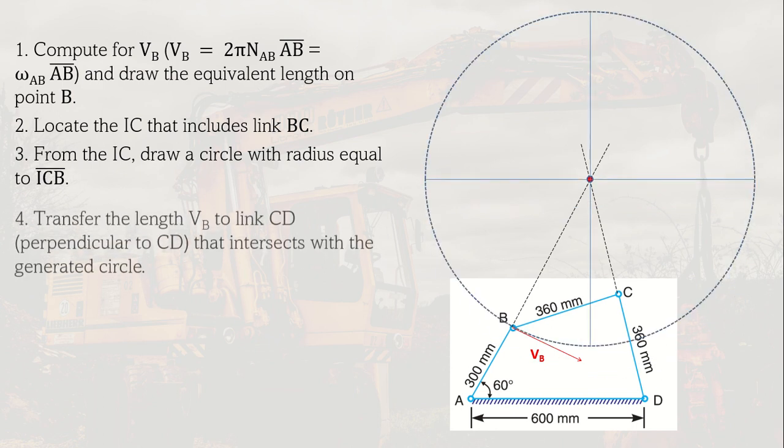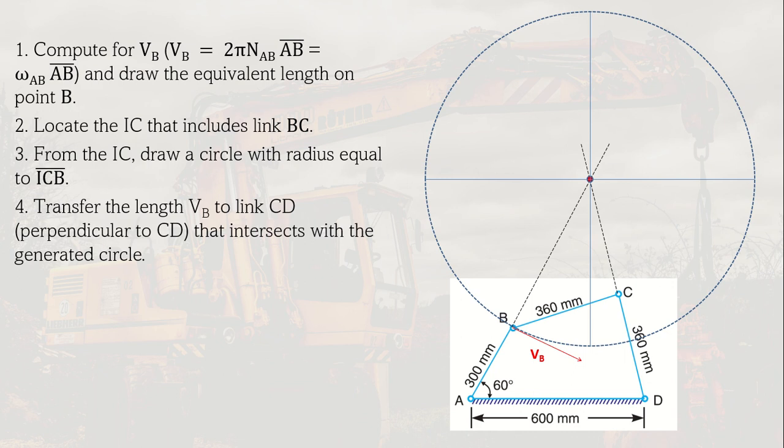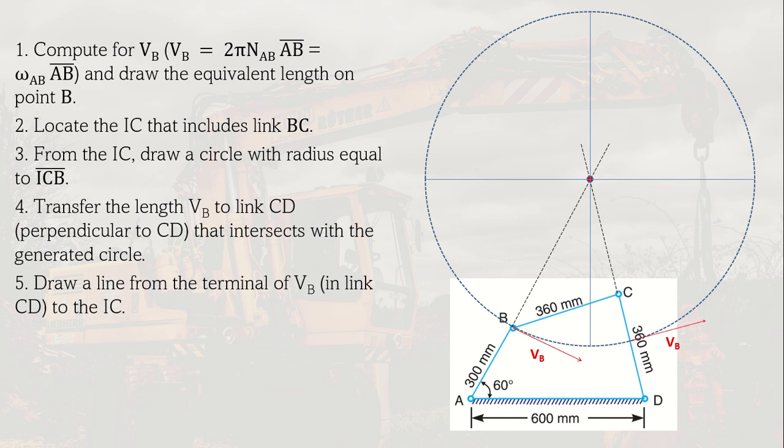And then we transfer the length VB to the length CD, perpendicular to CD, that intersects with the generated circle. So we swing it to the link CD, connecting the instant center to C. That is the equivalent VB. And then we draw a line from the terminal of VB in link CD to the IC. That is the line we connect.